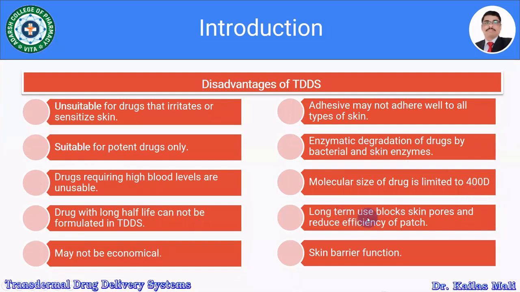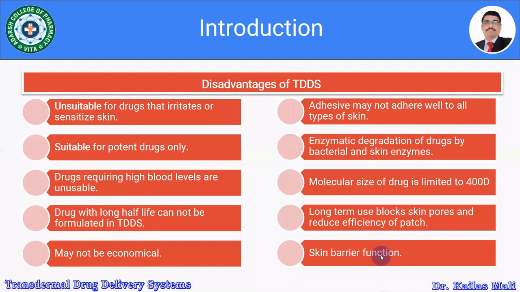Long-term use of the transdermal patch blocks skin pores and reduces the efficiency of the patch. If we are using the transdermal patch continuously at the same place, there may be chances that the skin pores are going to be blocked, and thereby the efficiency of the patch is going to be reduced. The drug is not going to permeate well through such skin.